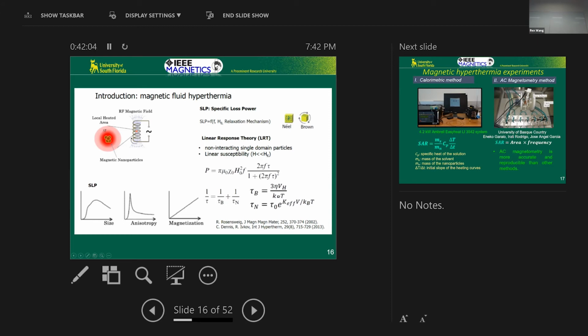One is the Brownian relaxation. The whole particle can tumble around, move. So that leads to Brownian relaxation, tau B. And of course, the other one is the magnetic moment rotating, right? So the rotation of moments, that's the Néel relaxation. It's a combination that gives rise to this process that goes into the dissipation.